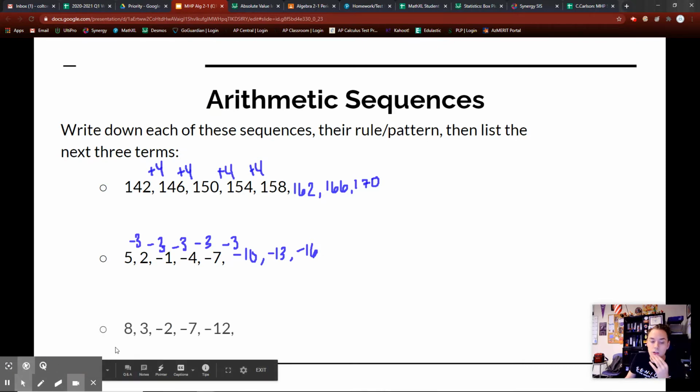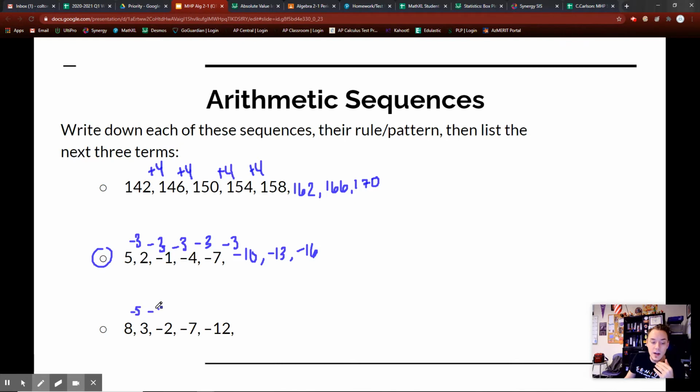And what about this one? I have 8, 3, negative 2, negative 7, negative 12. What do I have? Something very similar to this second one here. I have minus 5, minus 5, minus 5, minus 5. So if I do minus 5 again, what do I get? Negative 17. Again, I get negative 22. Again, what do I get? Negative 27.